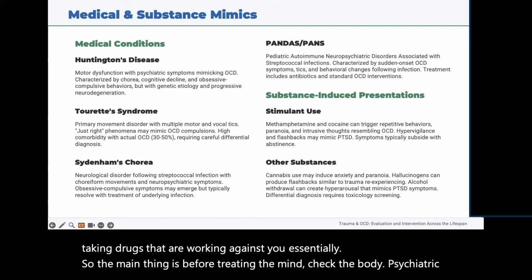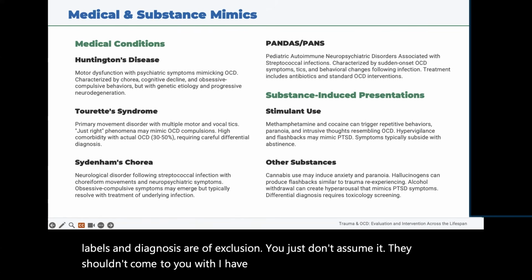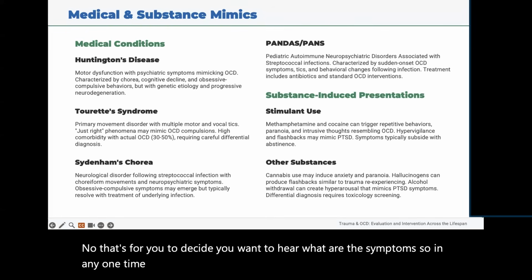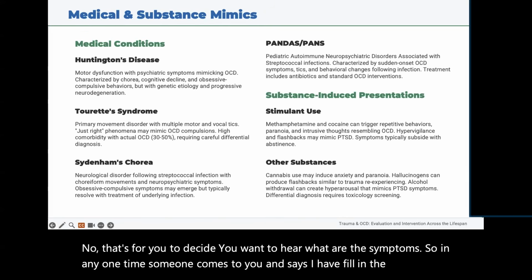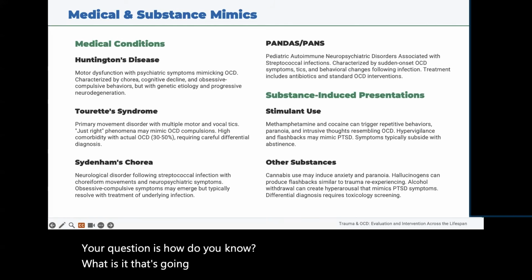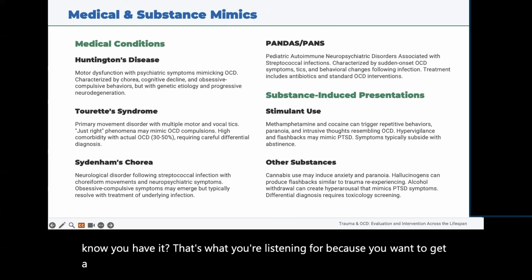Psychiatric labels and diagnosis are of exclusion. You just don't assume it. They shouldn't come to you with, "I have PTSD, I have anxiety, stress, I have OCD." No, no, no. That's for you to decide. You want to hear, what are the symptoms? So at any one time someone comes to you and says, "I have," fill in the diagnosis, your question is, how do you know? What is it that's going on that makes you think you have it? How would I know you have it? That's what you're listening for, because you want to get a timeline and capture the 4 Ps and the like, okay?